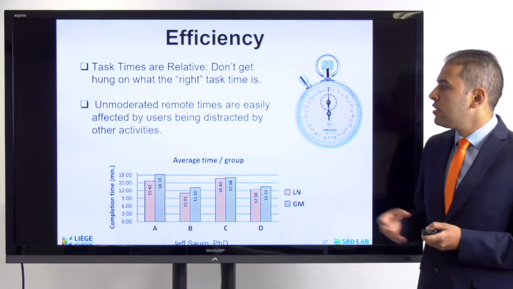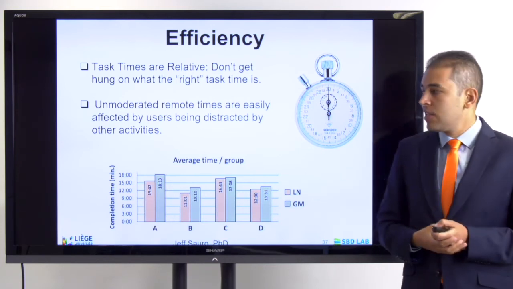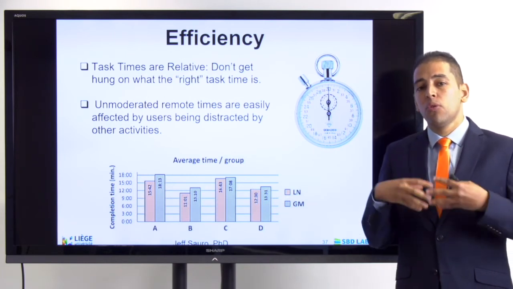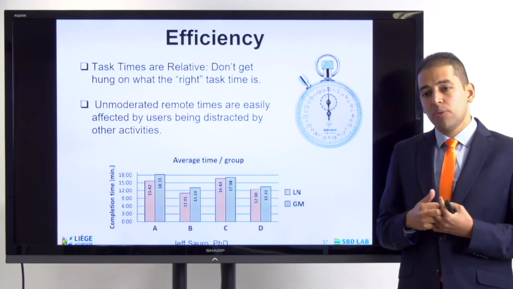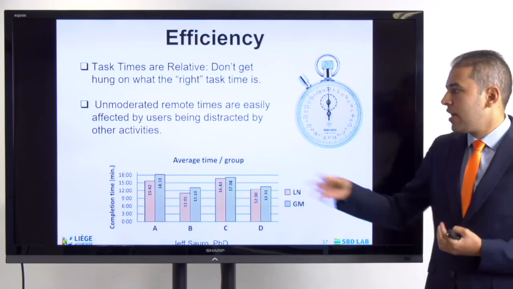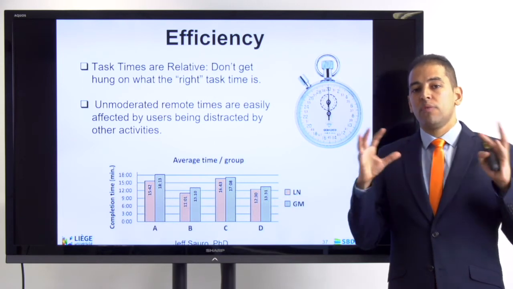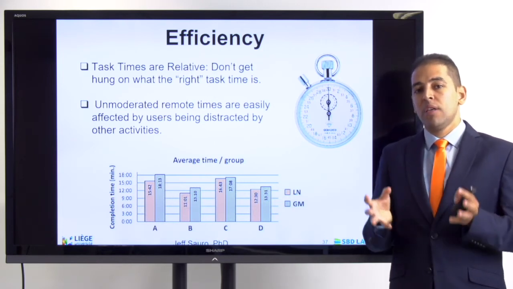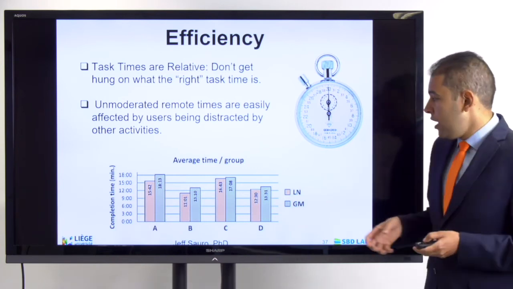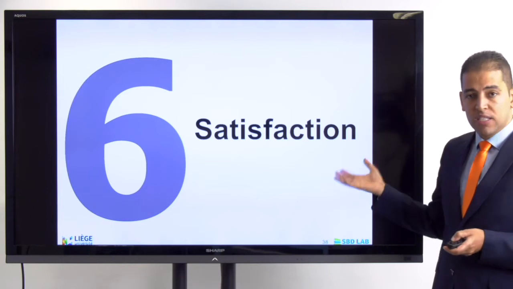This is important. Unmoderated remote tests are easily affected by users being distracted by other activities. So as I mentioned earlier, if the environment where you are doing your testing has no moderator, or the moderator is not in the working environment with the people who are using the solution directly, you will have distraction and this will affect the time. Therefore, I was talking earlier about the importance of the environment and the recommendation of having in-space moderated testing.